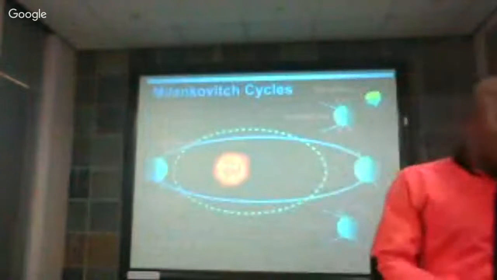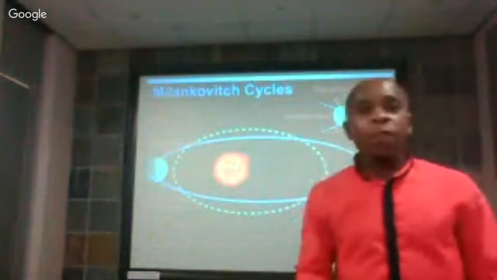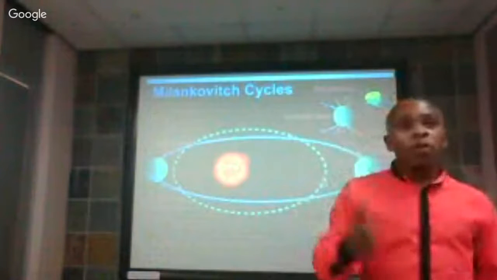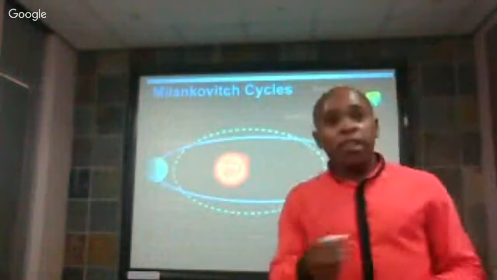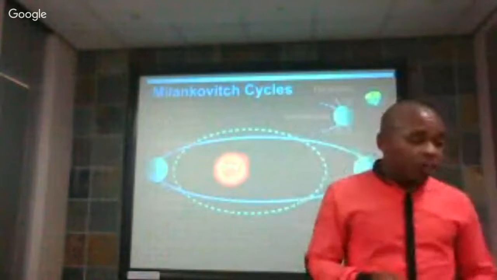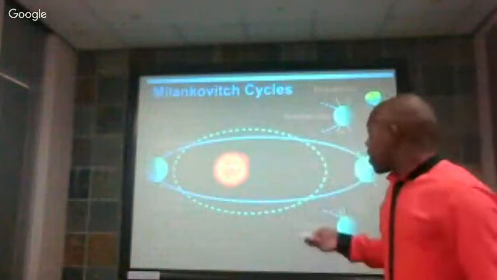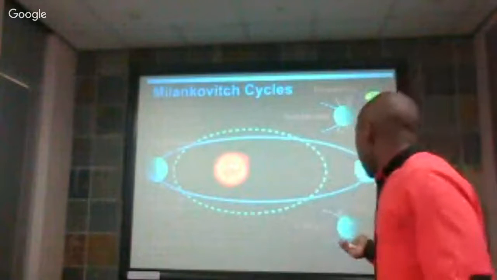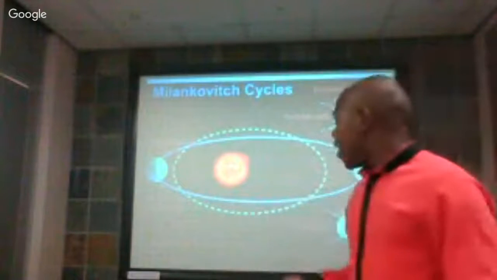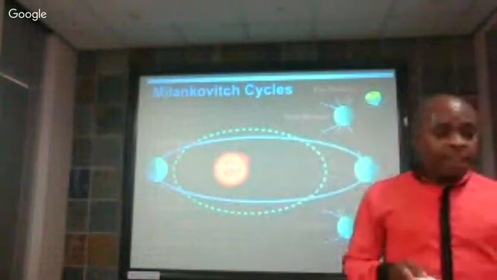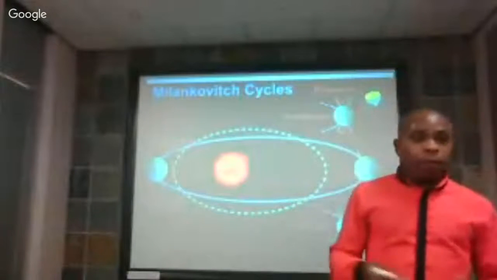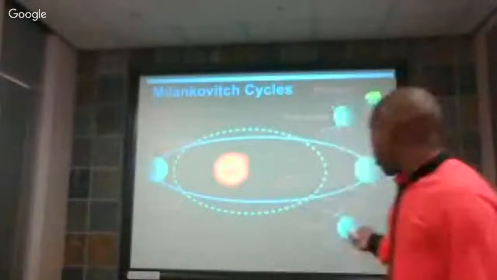As Milankovitch stated, the variation in the movement of the Earth's orbit causes the climate to change. Now we have three cycles in the Milankovitch cycle: the eccentricity, the precession, and also the tilt. Starting with the eccentricity, it basically deals with the shape of the Earth's orbit.